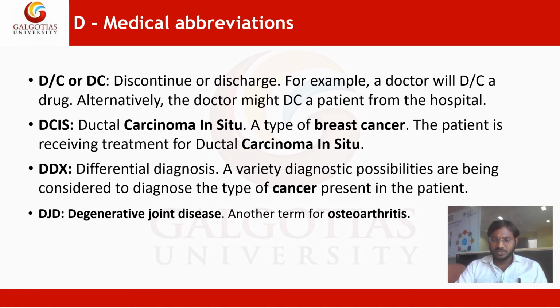Next one, DJD, degenerative joint disease. Another term is osteoarthritis, related to joints. Next, DM, diabetes mellitus, like sugar patients.